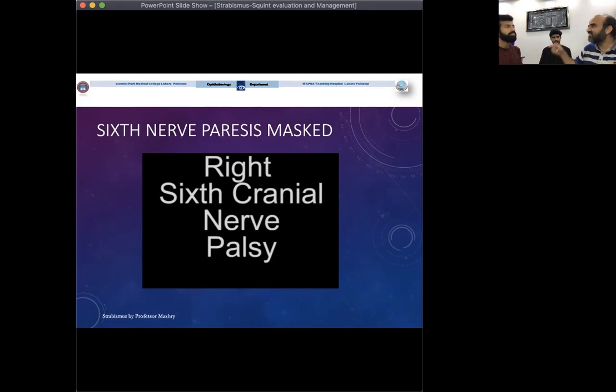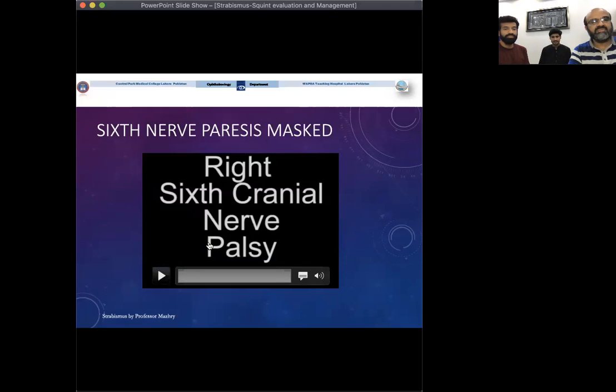Primary deviation is in the paralytic eye. Secondary deviation is there under cover in the normal eye. And in paralytic squint, secondary deviation is greater than primary deviation. I hope you will remember it forever. Thank you. So now we see the practical demonstration of right sixth cranial nerve palsy.